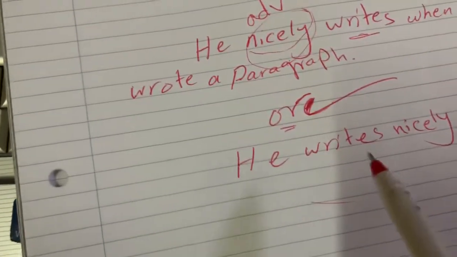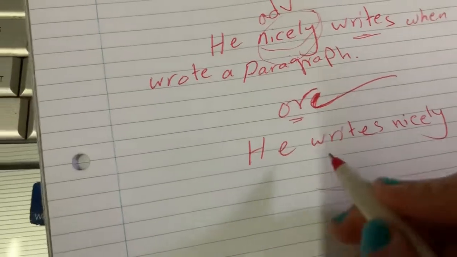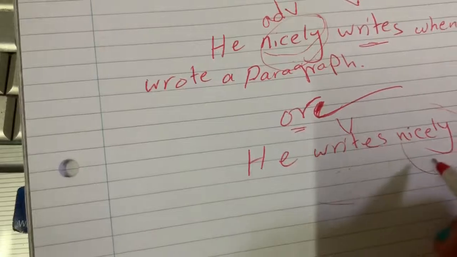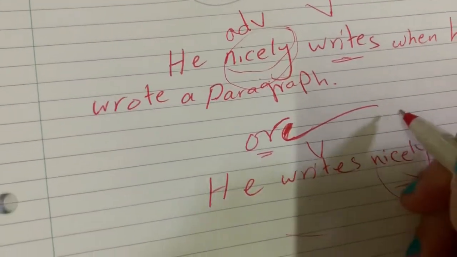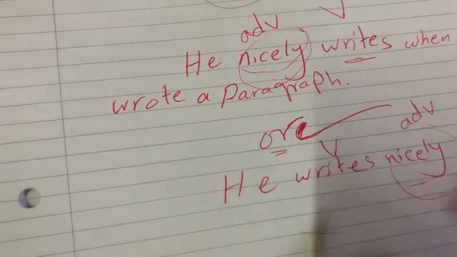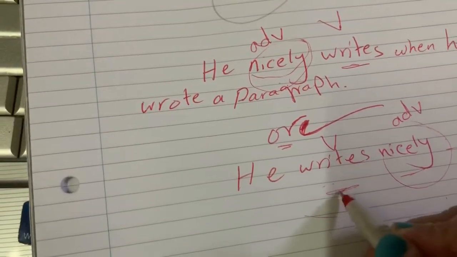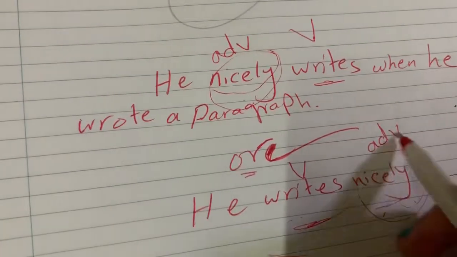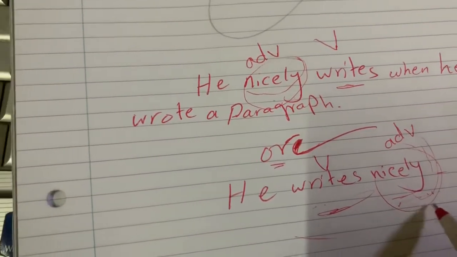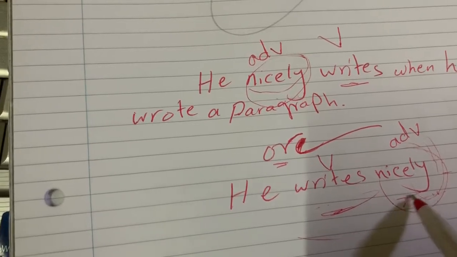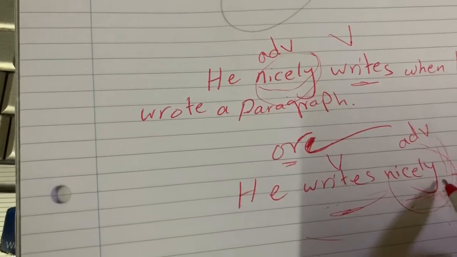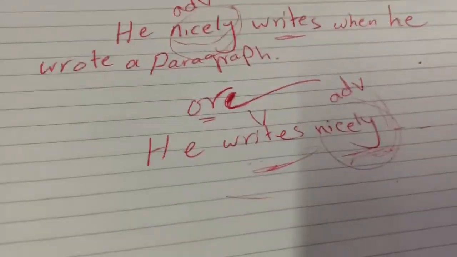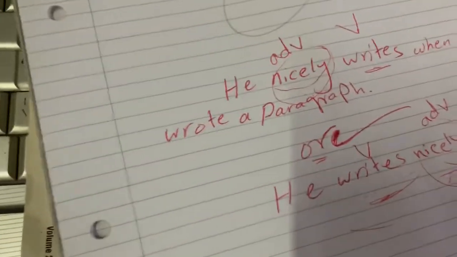Look at the second example here, and I can say he writes nicely. This is the verb, and look at nicely here, which is the adverb. What do you notice here? It comes after the verb, and when it comes after the verb, we added ly to the adjective, so it became nicely. When I see ly, it means adverb.